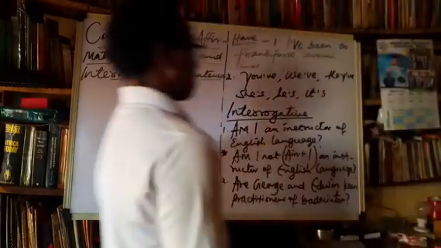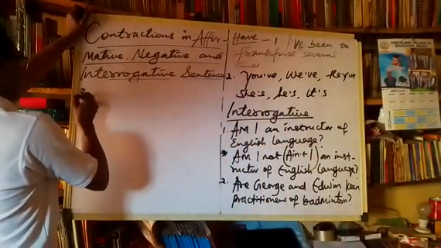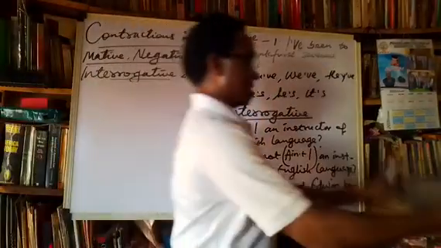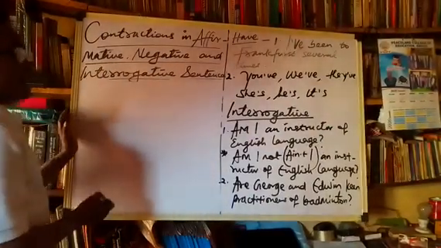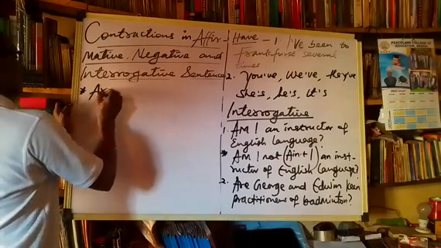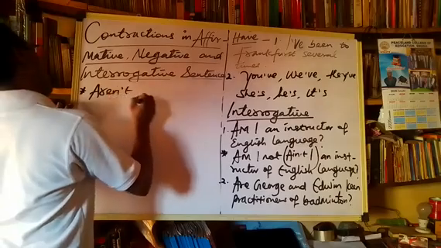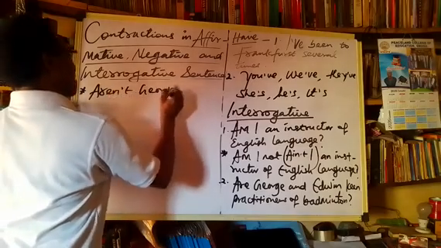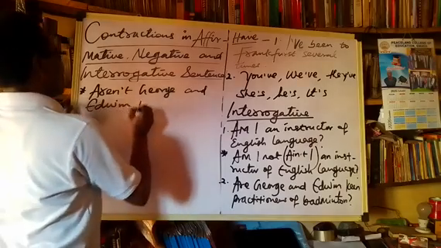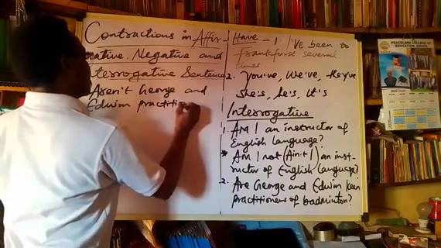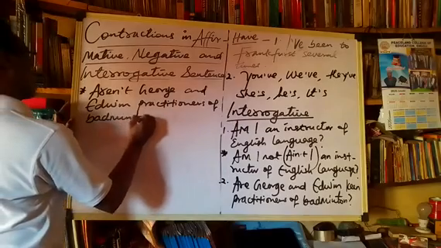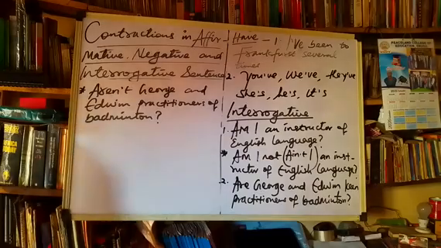Number 3 says, before we take number 3, let us negate the question under number 2. It says, are George and Edwin. We can now say, aren't George and Edwin practitioners of badminton? Then the question mark closes the sentence.